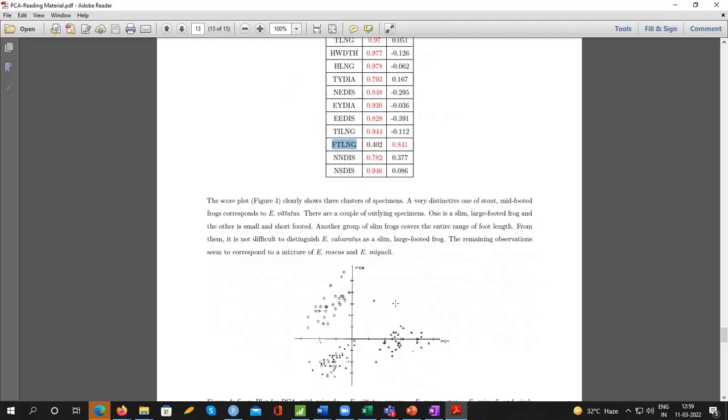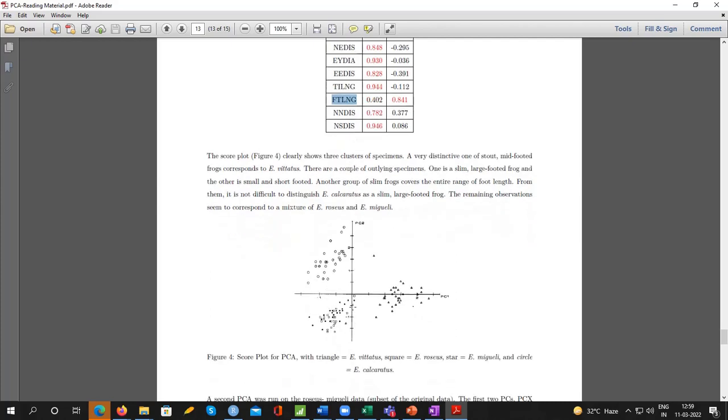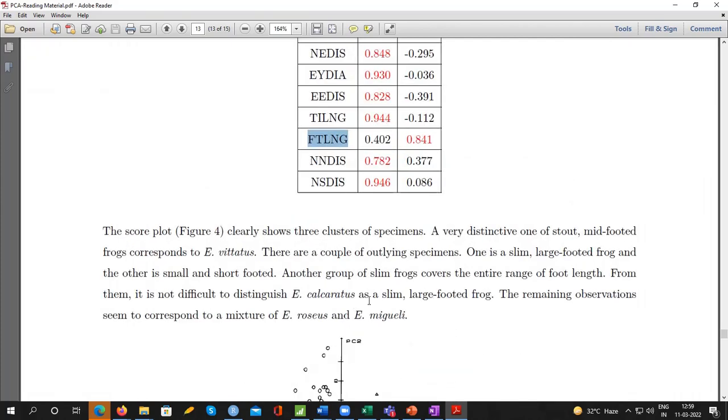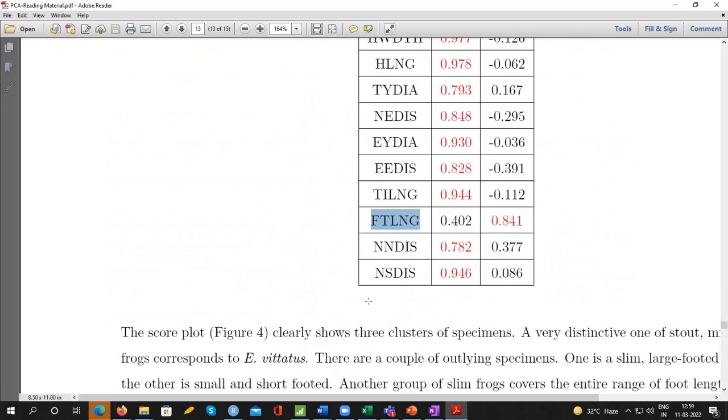Now when you draw a score plot, this is a score plot. This is not very clear, I know, but I have copied it from that paper, which is a very old paper, so it's not a very good picture.